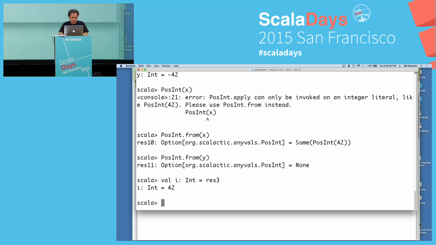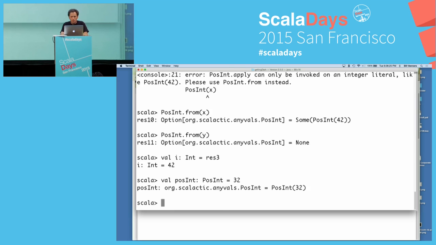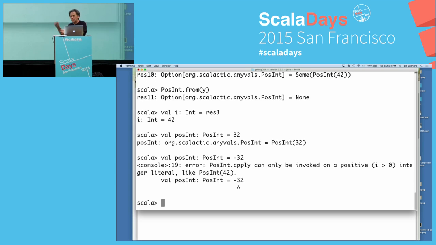But in the other direction, if I say val posint equals 32, that's not a widening conversion because I'm initializing with an int, which can also be negative, right? But what happens is the implicit conversion is applying that macro to make sure that it's valid. So that's the idea of anyvals.